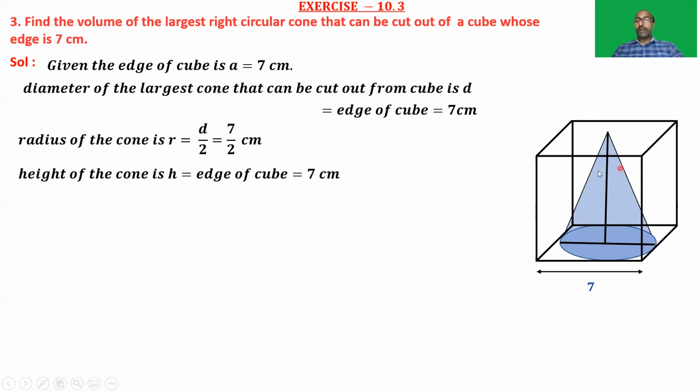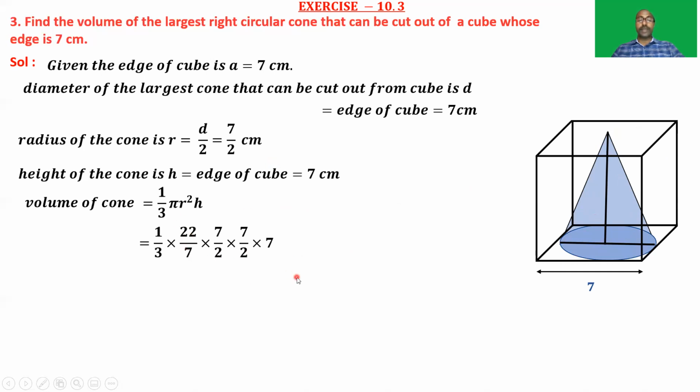Now we have got the measurements of this cone. The radius of this cone is 7 by 2 centimeters and the height of this cone is 7 centimeters. Now the volume of this cone is equal to 1 by 3 pi r square h. So substitute r is equal to 7 by 2 and h is equal to 7. So from this we get 1 by 3 into 22 by 7 into 7 by 2 into 7 by 2 into 7. After simplifying, we get 89.83.